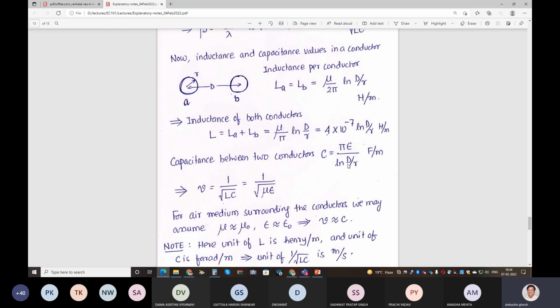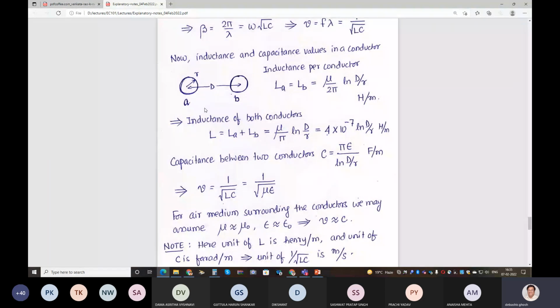You just multiply L and C, and if you do all this cancellation, it will come out that V is equal to 1 by root over mu epsilon. However, this epsilon is the permittivity of the medium surrounding the conductor, and mu is the permeability of the medium surrounding the conductor.